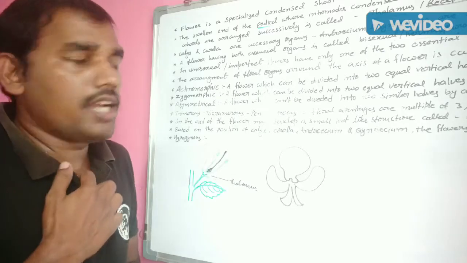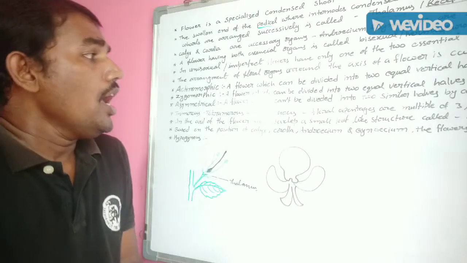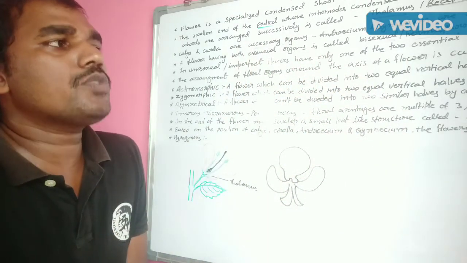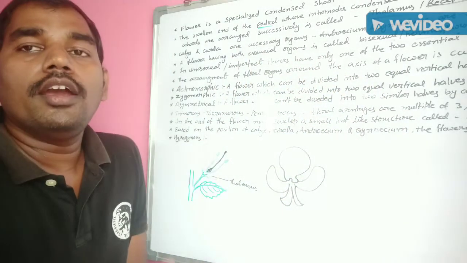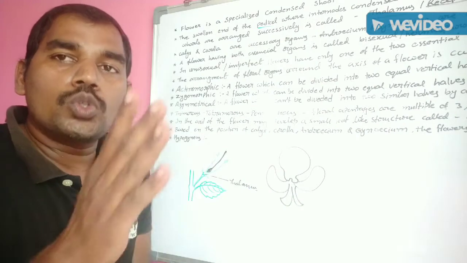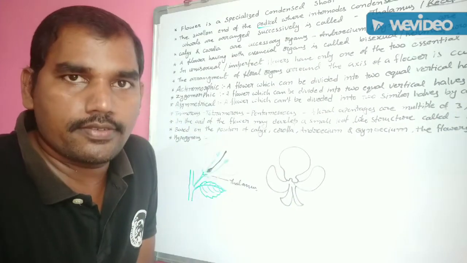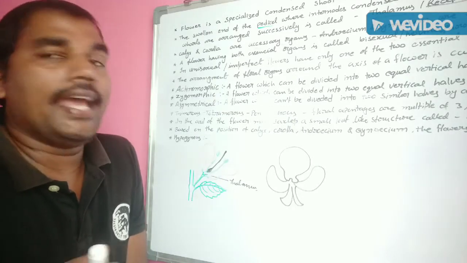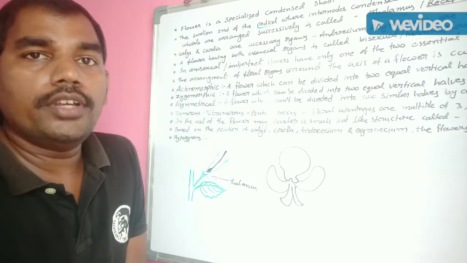Zygomorphic symmetry, or zygomorphic flower: a flower which can be divided into two equal vertical halves by only one vertical plane through the central axis. This type of flowers are known as zygomorphic flowers.